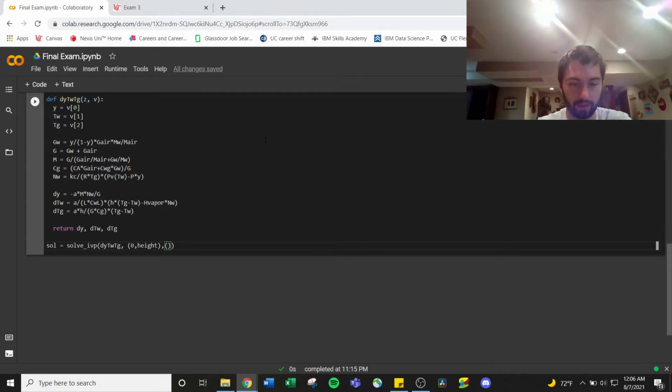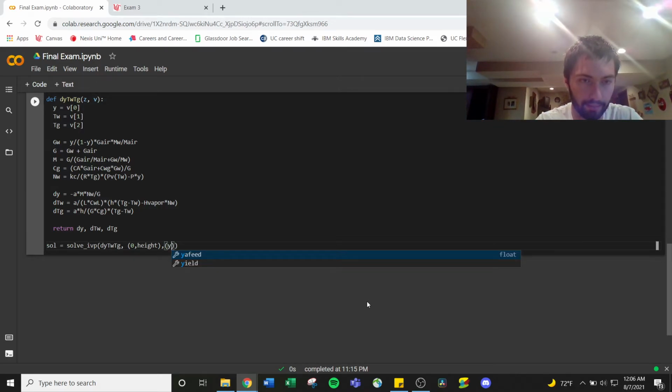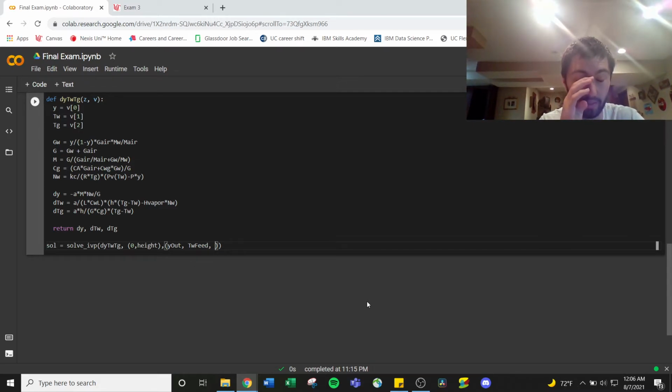But we can put just variables there for now. We'll have y at the, it's actually when the gas is leaving the cooling tower, so we'll say y out. I have TW, the one we know, so TW feed. And then we also don't know the temperature of the gas leaving, so we'll say T gas out. Alright, so now we have our initial guess.